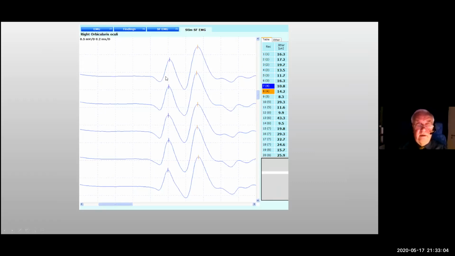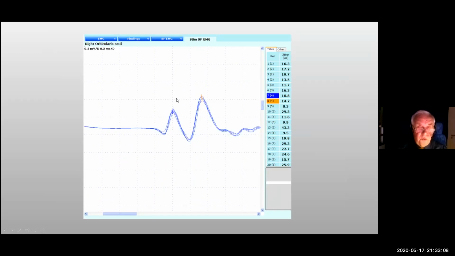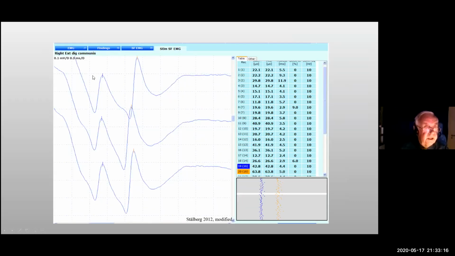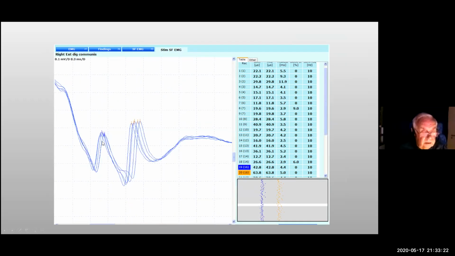This was a funny one. It looks very good, but when we superimpose, they have a summation both here and here. So we have to skip that recording. Here's another recording. This is a patient with myasthenia, and you see this is a nice parallel rising phase.